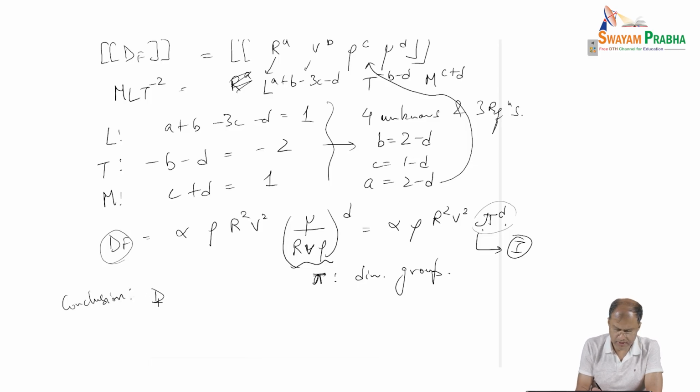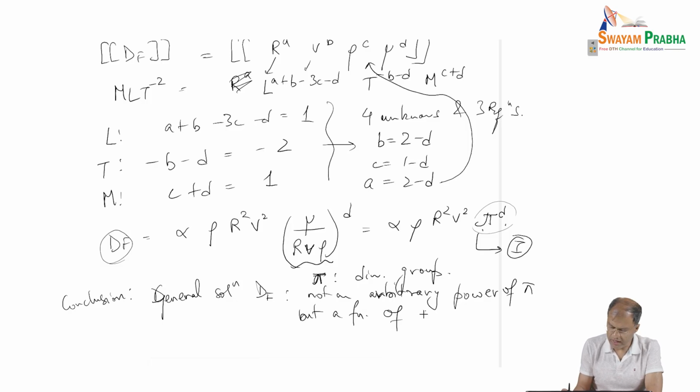So the conclusion is that dF, the general solution, is not an arbitrary power of pi, but a function of pi. It is not an arbitrary power of pi but a function of pi. So in general we expect that dF will have the following formula: rho r^2 v^2 times f of pi. All the constants of proportionality, alpha etc., are absorbed in this unknown function f, right?